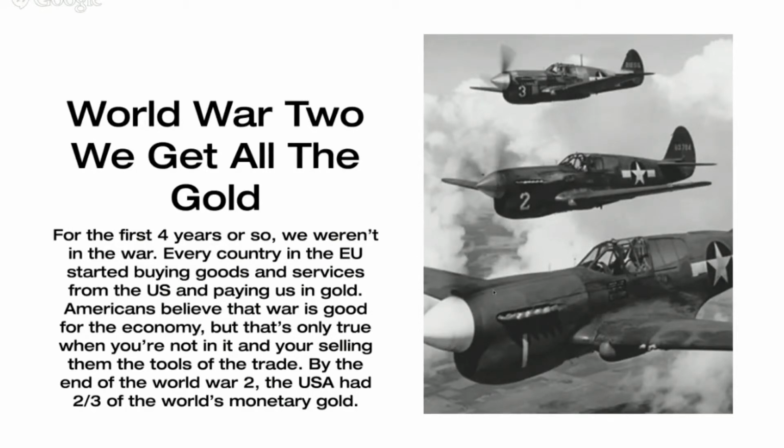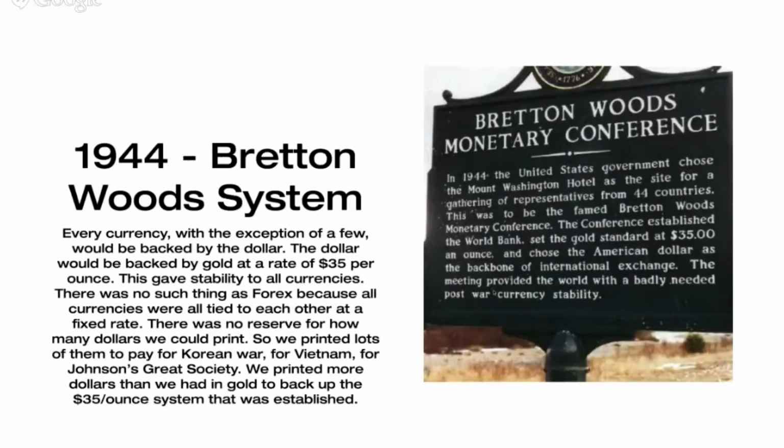So that's World War II and what happened and how we became a superpower. Most people, again, think we became a superpower because we helped win the war. We became a superpower because we got all the gold during the war. Very important point. So in 1944, the Bretton Woods system was created, right? There's a little sign from the Bretton Woods Monetary Conference. Every currency, with the exception of a few, was decided would be backed by the dollar, right?